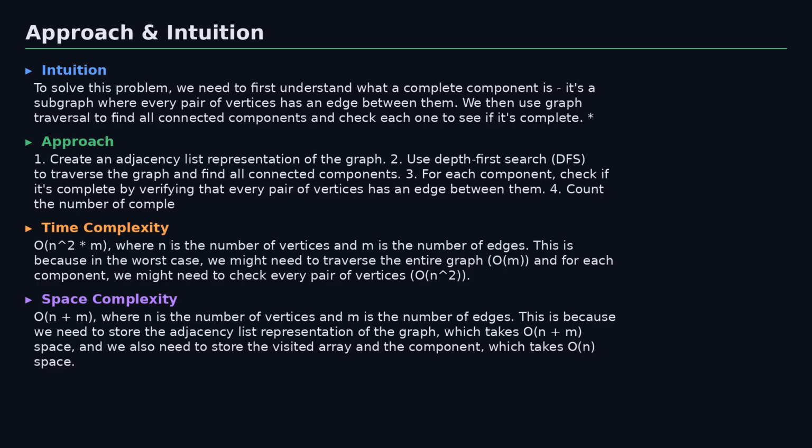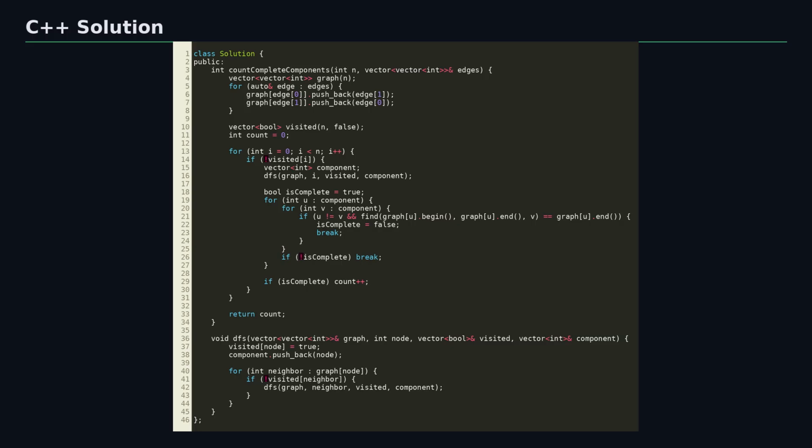We start by creating the adjacency list representation of the graph. We have a vector of vectors, where each inner vector represents the neighbors of a particular node. We populate this adjacency list by iterating over the edges and adding each edge to the corresponding node's neighbor list. Then we have a visited array to keep track of which nodes we've visited. We initialize this to false for all nodes. We also have a count variable to keep track of the number of complete components.